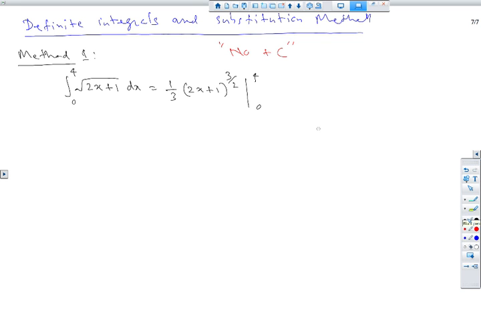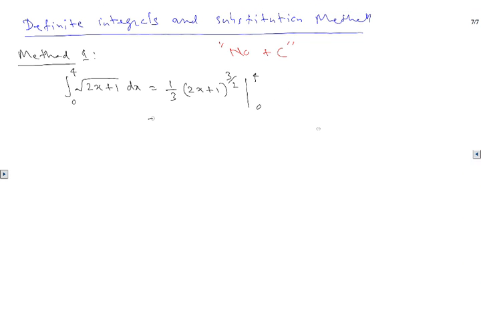Okay, so let's finish. You're going to plug in 4 first. So it is 1/3, you plug in 4, what do you get? You get 4 times 2 plus 1, that means 9^(3/2), minus, if you plug in 0, it is 1^(3/2). So that's 1/3 times... how much is 9^(3/2)? 9^(1/2) is 3, and to the cube is 27, minus this 1, so you're going to get 26/3. That's what you get. Okay.